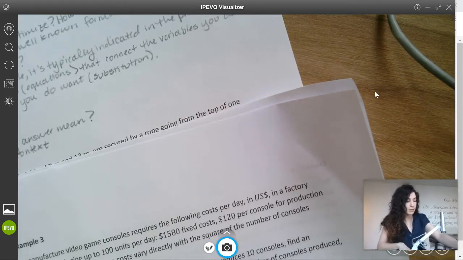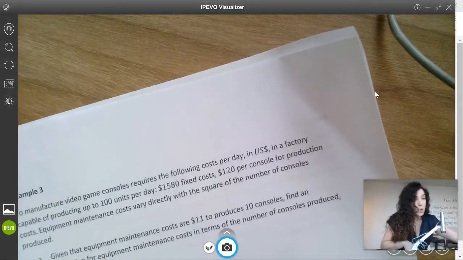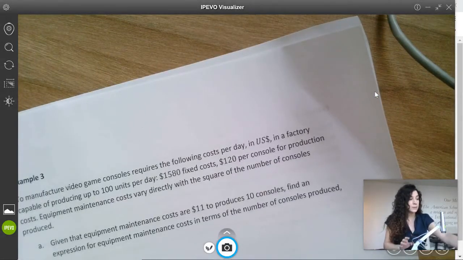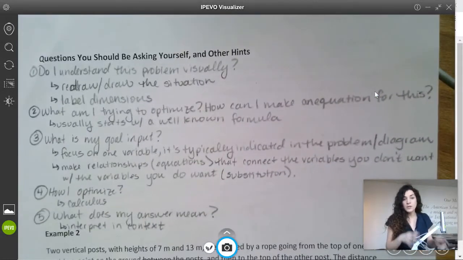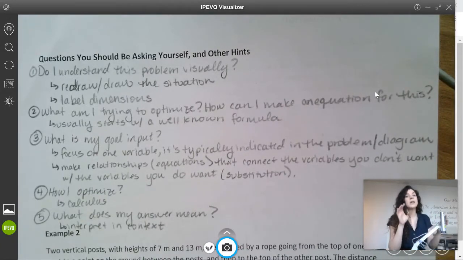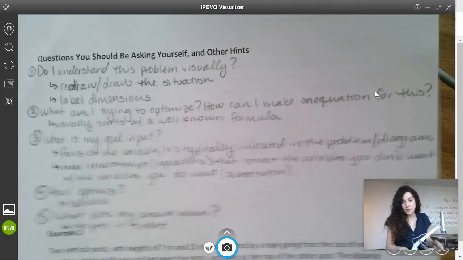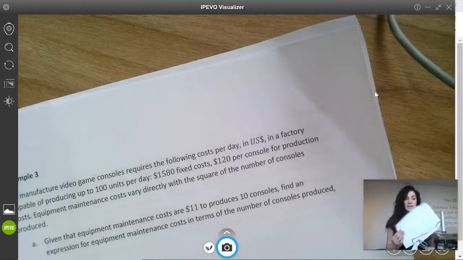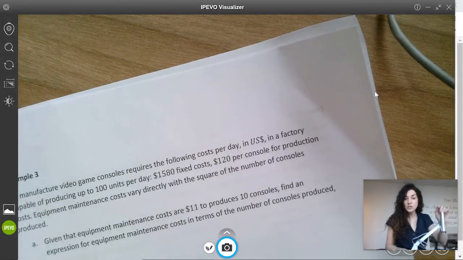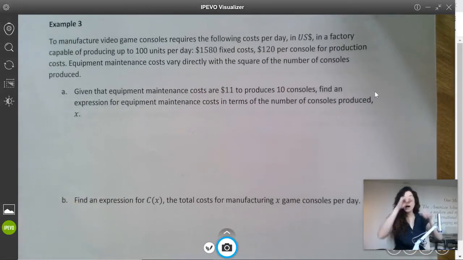So we have three big problems, and they're all challenging in their own different ways. But we are still going to be following this set of rules that we talk to ourselves. Can we represent it visually? What am I trying to optimize? Can I create a formula for that? Do I only have one input for that formula? And then how do I optimize using calculus? And then interpret your answer. All of these steps I think are important to keep next to you while we're going through these problems, especially when you're doing it on your own without my help, to further emphasize your problem solving process.